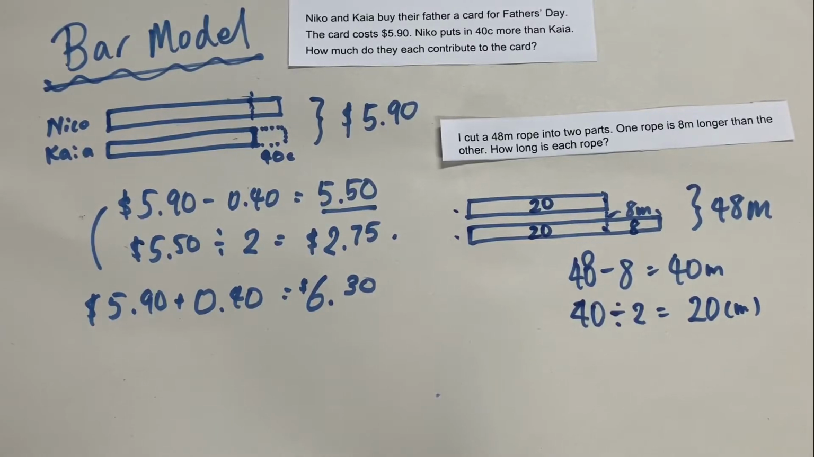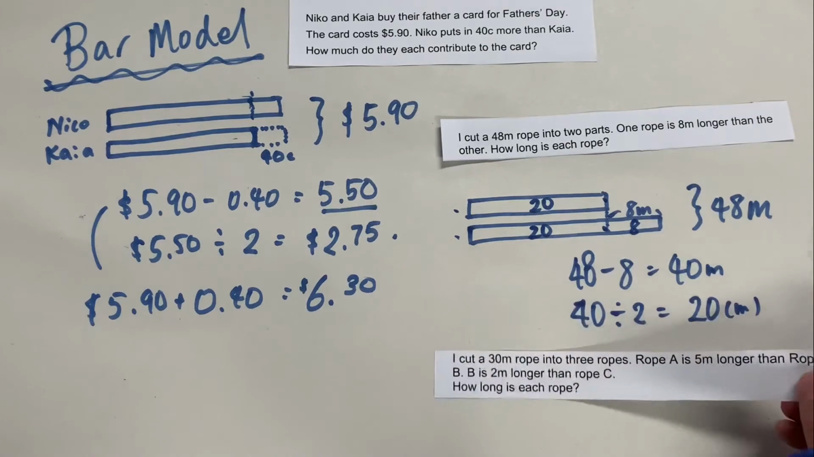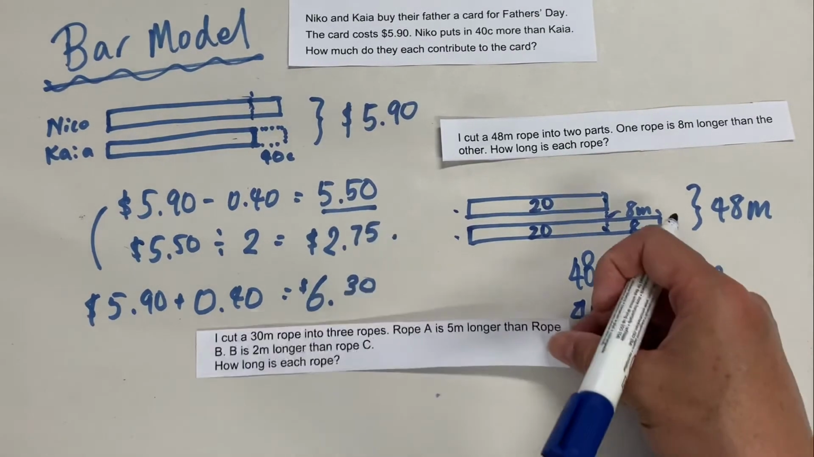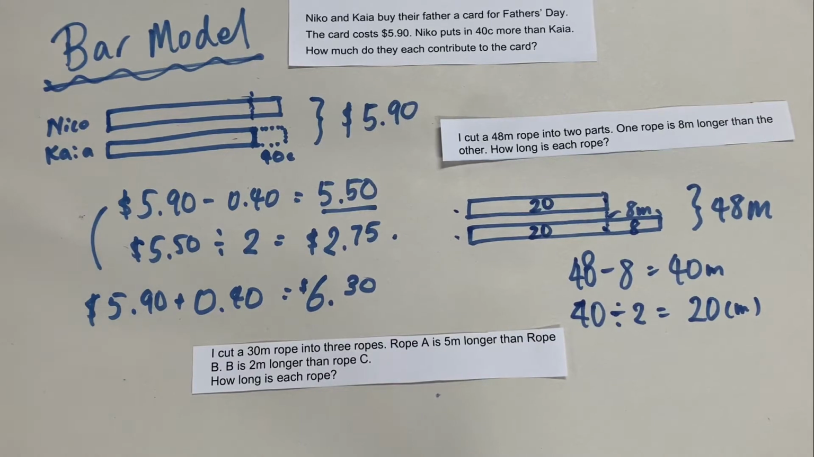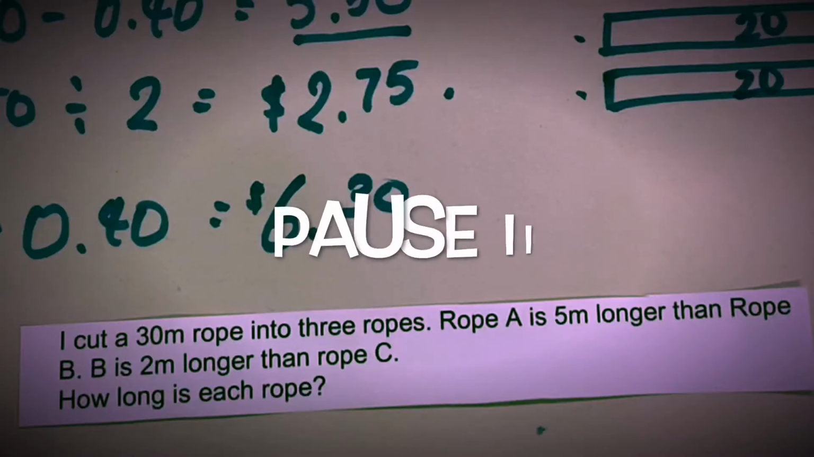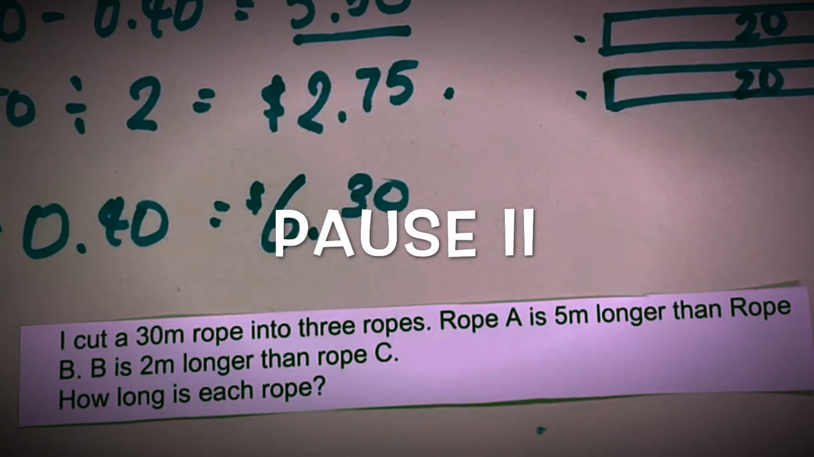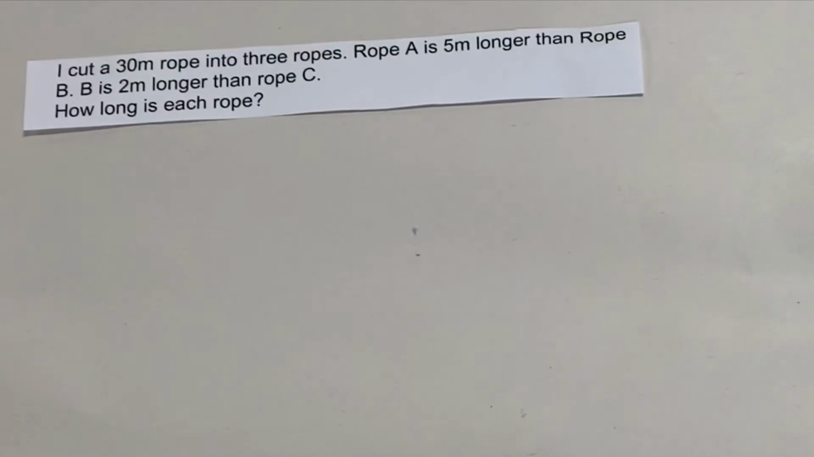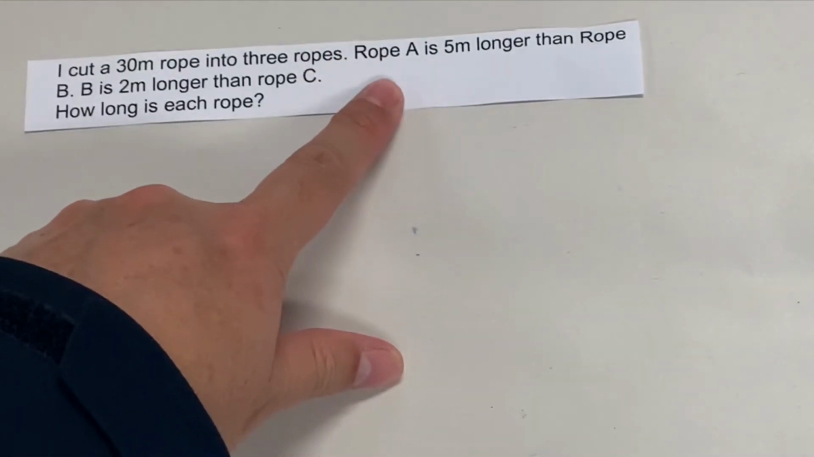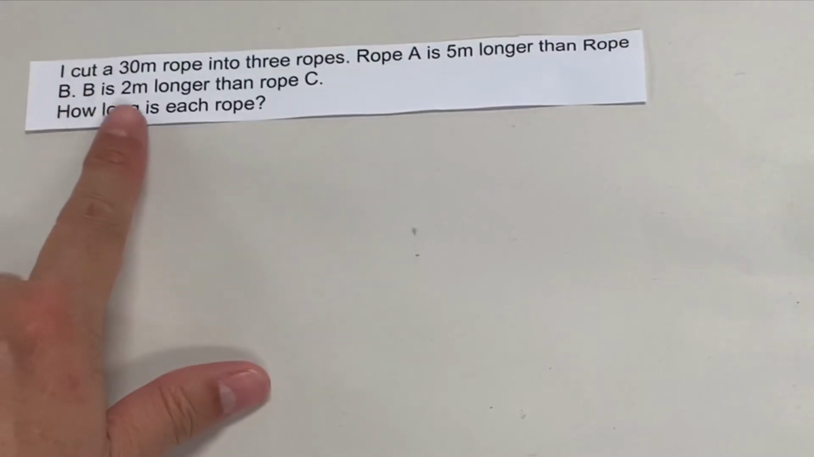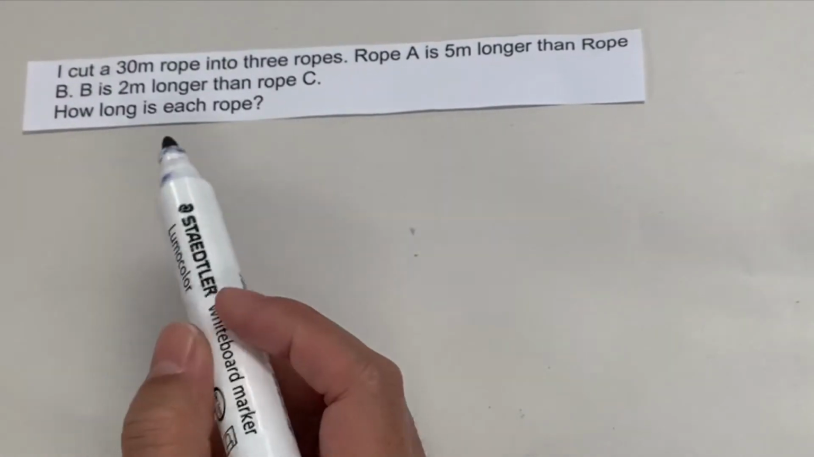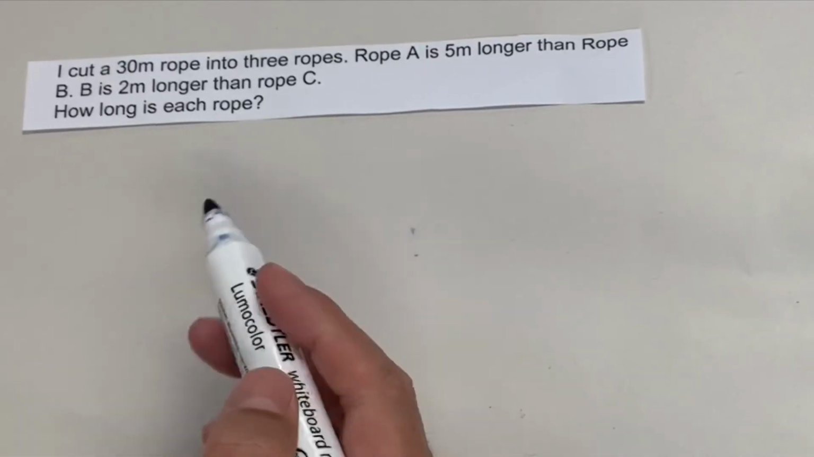I've got a question for you. You can do this by yourself. Now this is slightly trickier. Again, can you read the question and tell me what we have to find out at the end? So let's quickly do a bar model. So I cut a 30-meter rope into 3 ropes, right? Rope A is 5 meters longer than rope B. B is 2 meters longer than rope C. And we have to find out the length of each rope.